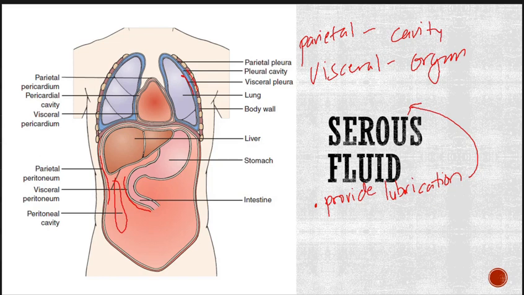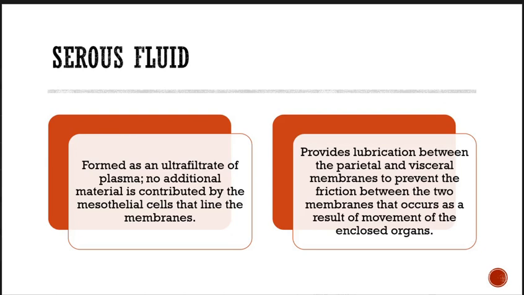So normally, serous fluid is found in small amounts only because the production and reabsorption takes place at a constant rate. Furthermore, your serous fluid is an ultrafiltrate of plasma. So no additional material is contributed by the mesothelial cells.